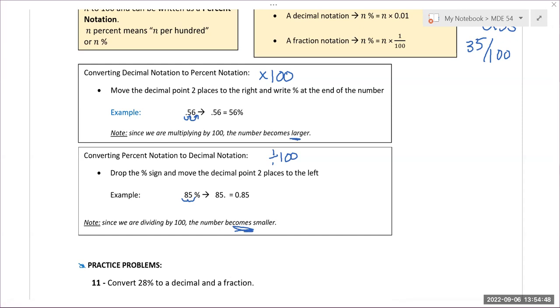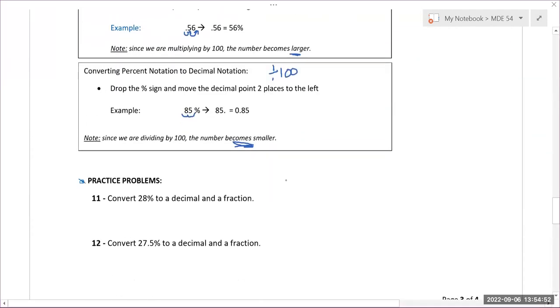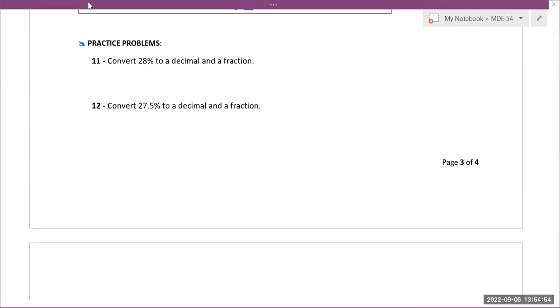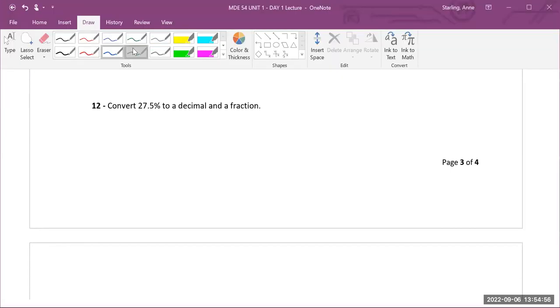So here's just a few practice problems. There are several on here. You do as many as you need to do and check them against the key. That's completely up to you.